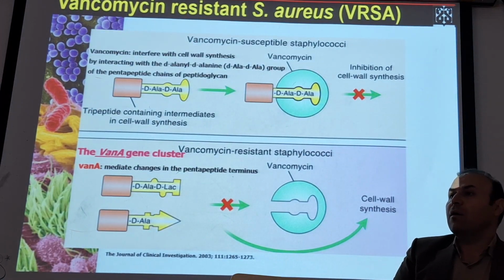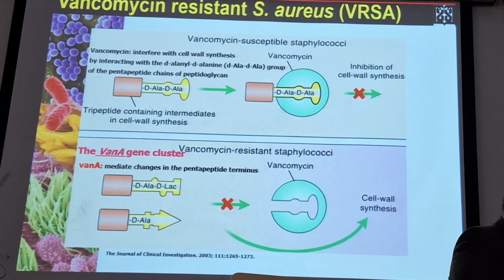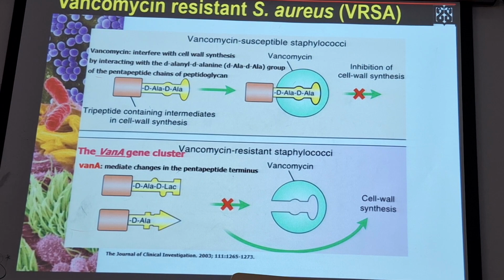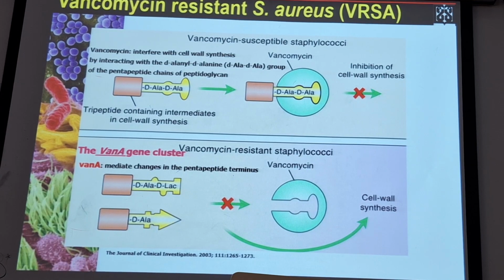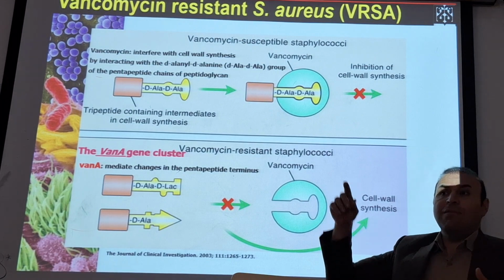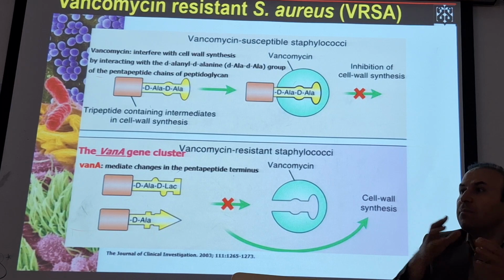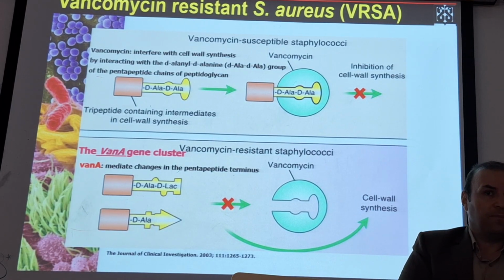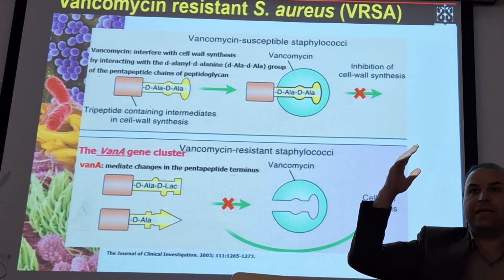Resistance to vancomycin. As you know, vancomycin interferes with the synthesis of cell wall or peptidoglycan. It blocks the synthesis of peptidoglycan in the cell wall of gram-positive cocci. Generally, vancomycin is used for treatment of serious infections by Staphylococcus aureus. This antibiotic is not used for treatment of gram-negative bacteria.